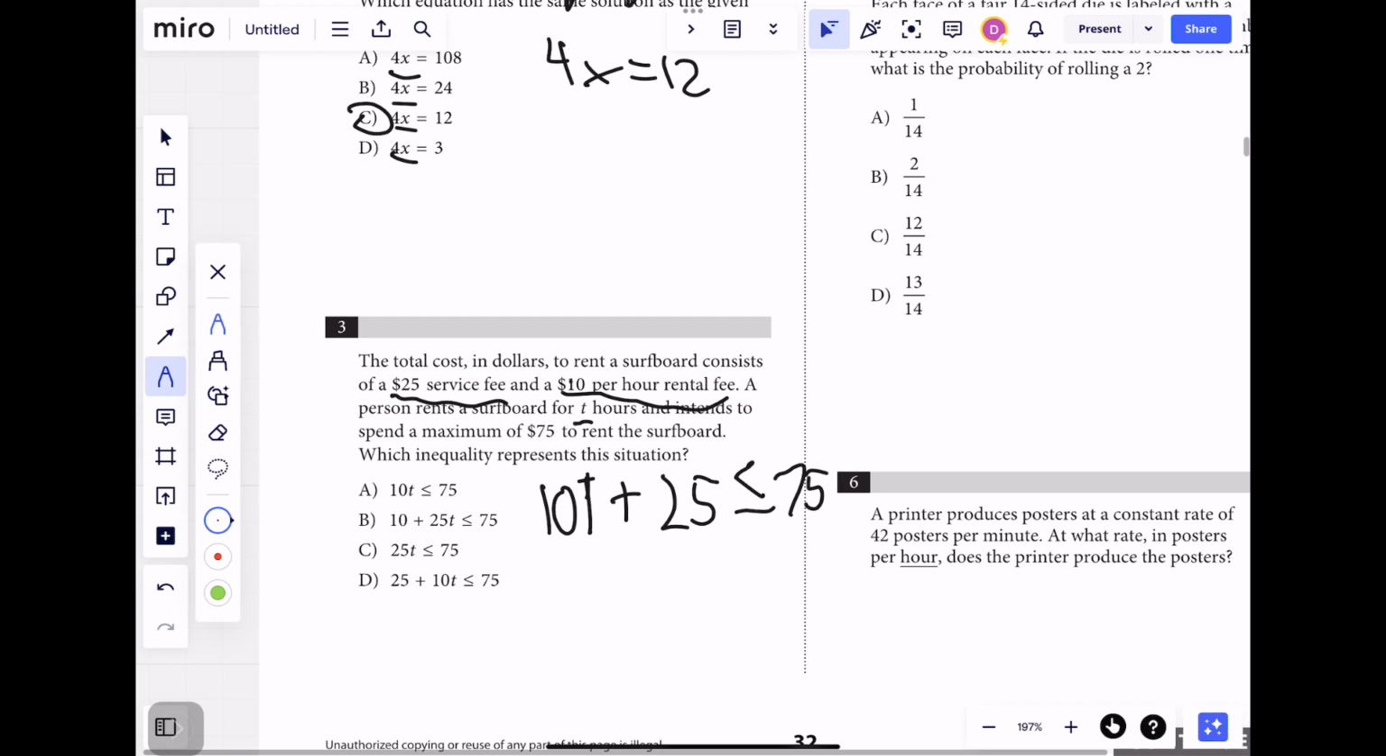In this case, 10T represents the hourly expense, and 25 represents the initial cost after 0 hours of just using the service. Less than or equal to basically means they're spending a maximum of $75. And that's this answer.